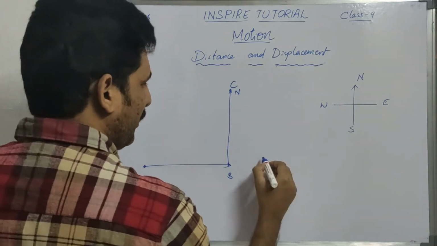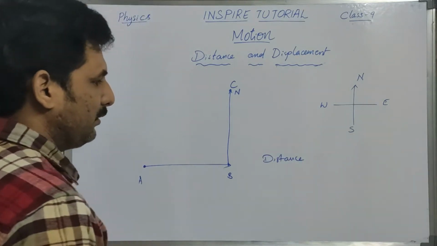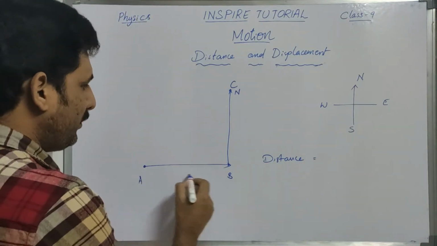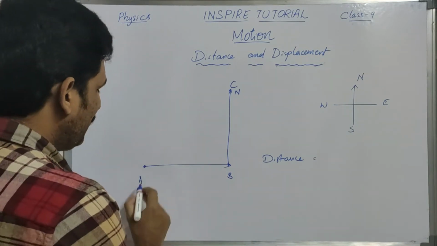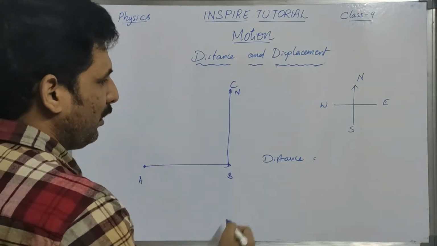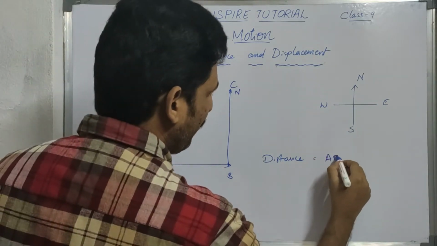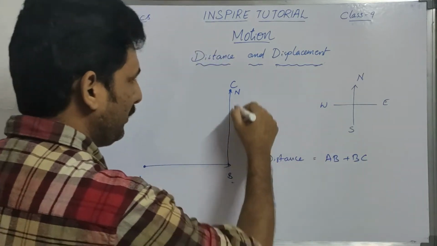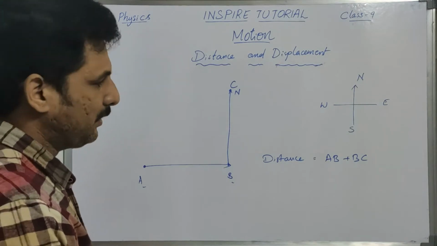Now if the distance is to be found, then the distance will be equal to the length of the path that the car traveled. So now the car traveled from A to B and then B to C. So the distance or the length of the total path will be AB plus BC, right? So this will be the distance covered by that car.